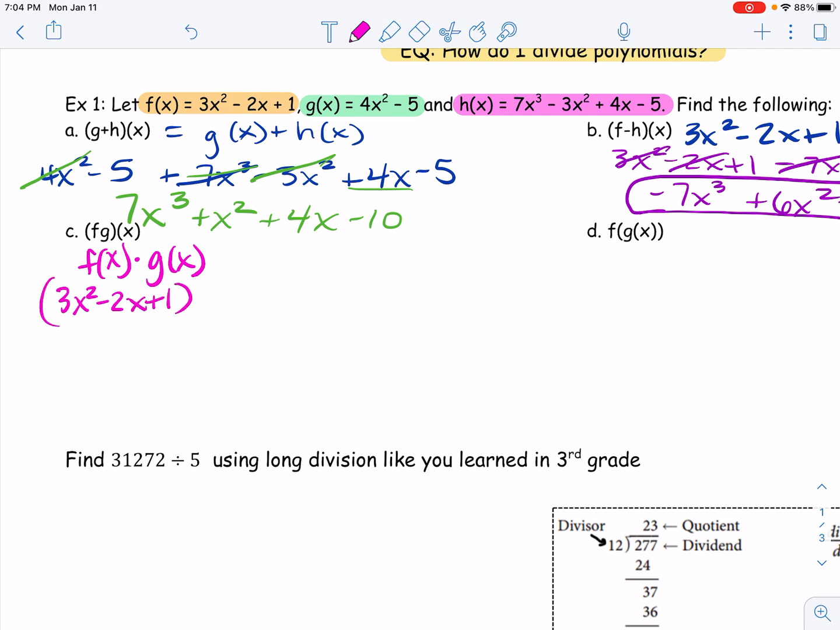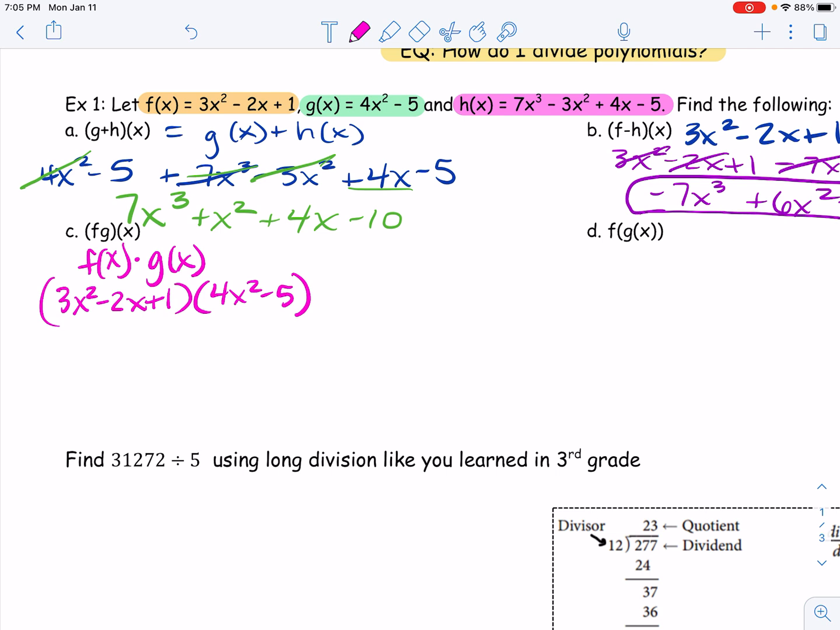G of x is 4x squared minus 5. Okay, I put them in parentheses. It just helps me. You don't have to, but I would suggest it. And at this point, I'm really just double distributing or triple distributing, however you want to call it, based on which way that you wrote it.